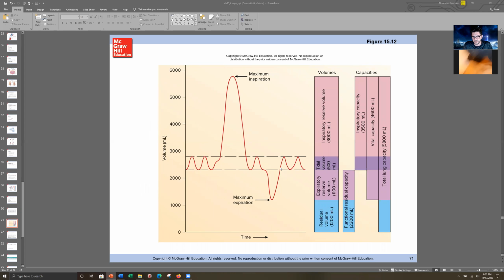So here's the graph that represents that. Our tidal volume sits right about here, 500 milliliters. So inhale, exhale, inhale, exhale. And then we've got our maximum inspiration, and then maximum expiration just here. So total lung capacity is 5,800 milliliters. Our vital capacity is roughly 4,600 milliliters, the maximum amount of air that can be exhaled after maximum inspiration. And then inspiratory capacity factors in our tidal volume as well as our maximum inspiration.